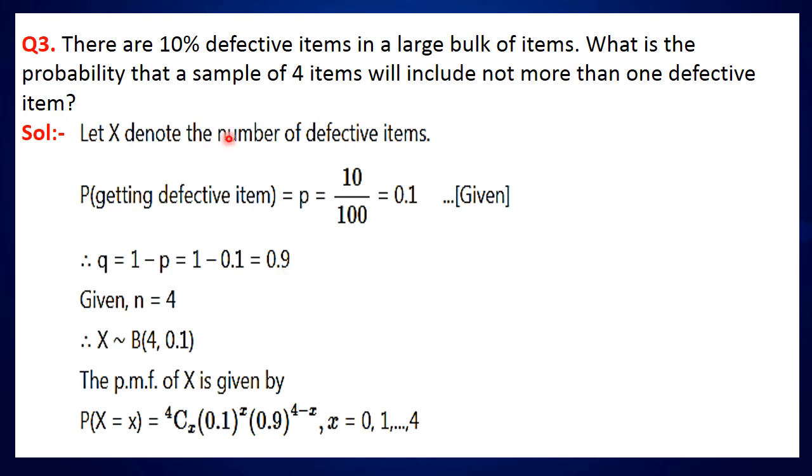And here a sample of 4 items are taken, so n is equal to 4. So we can write x follows the binomial distribution with parameters n is equal to 4 and p is equal to 0.1. So the probability mass function of x is written as P of x is equal to nCx, that is 4cx into p raised to x, that is 0.1 raised to x, into q raised to n minus x, that is 0.9 raised to 4 minus x. X can be 0, 1, 2, 3 or 4.